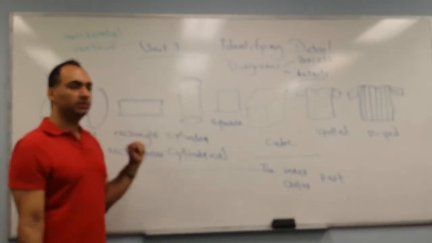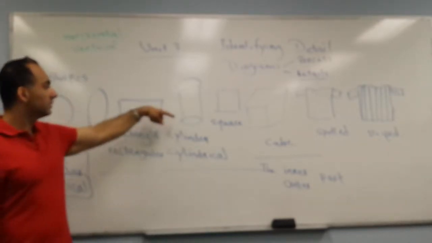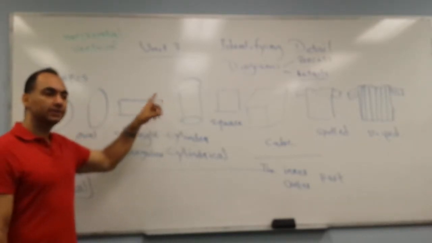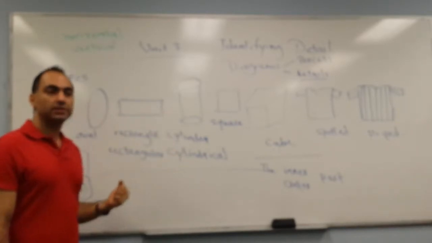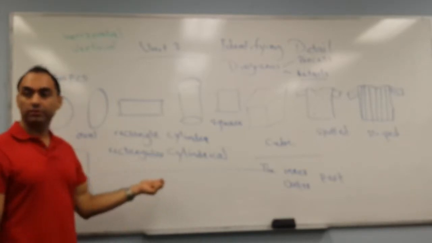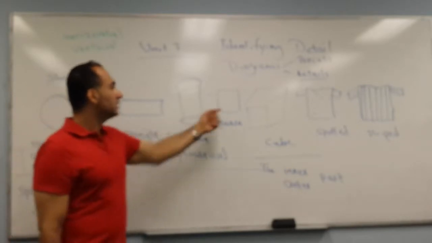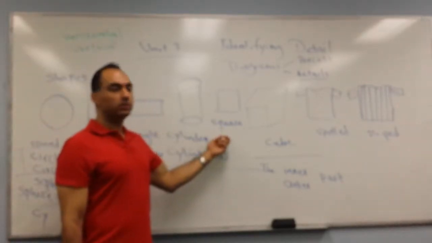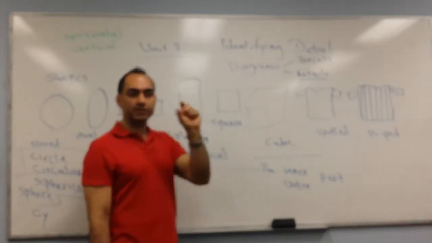What is this? It's a cylinder. The shape is cylindrical. Perfect. This one is a square. This one is a cube, like ice cubes.